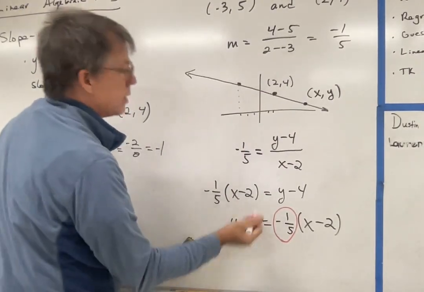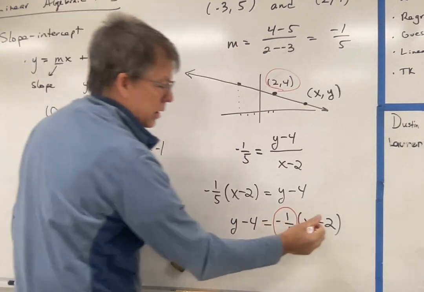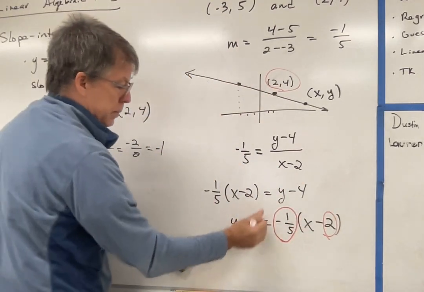Let's see, where was your point? Your point was (2, 4), right? And you see where the 2 shows up? Bam. And you see where the 4 shows up? Bam.